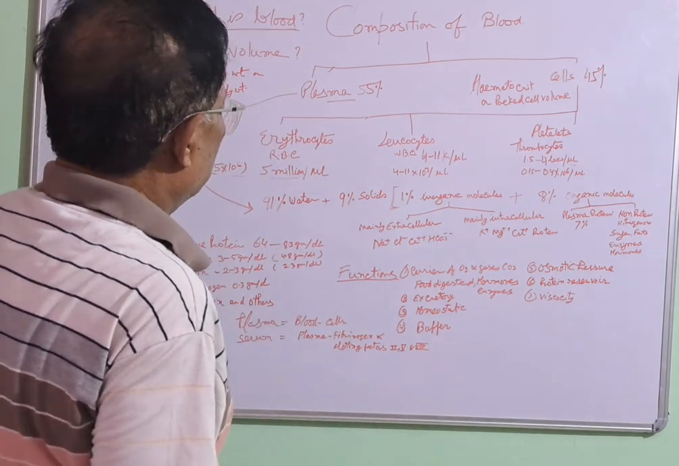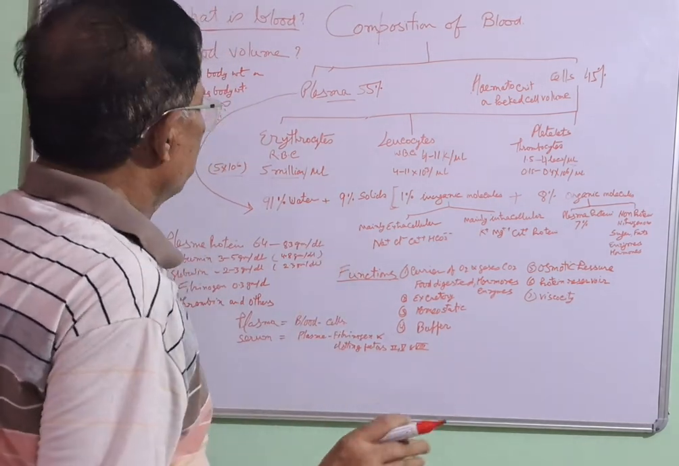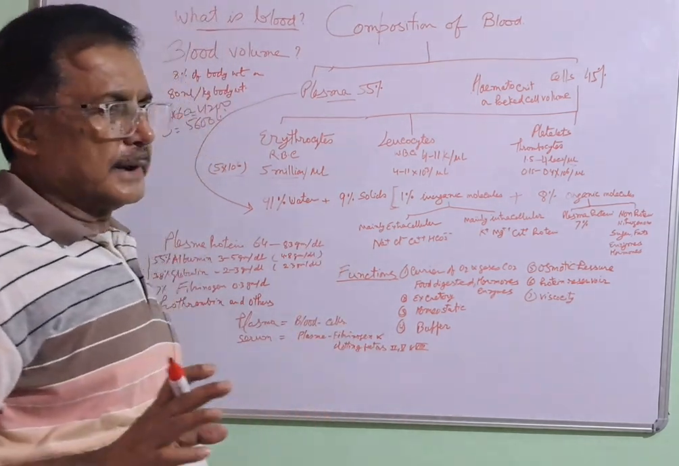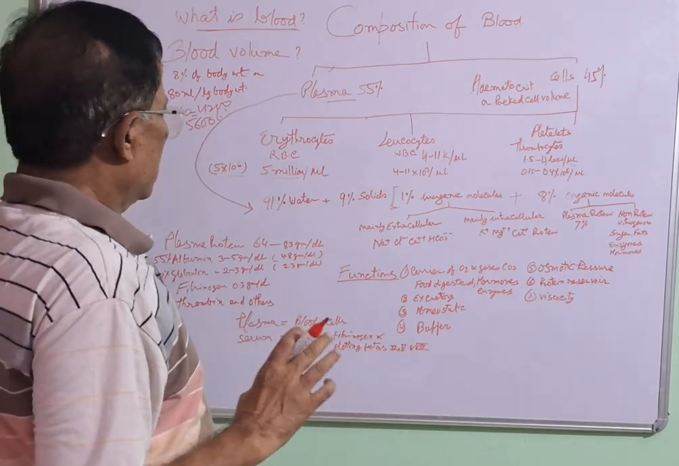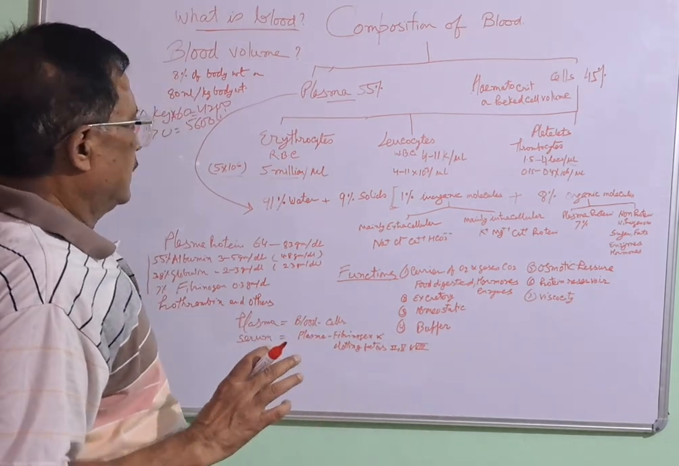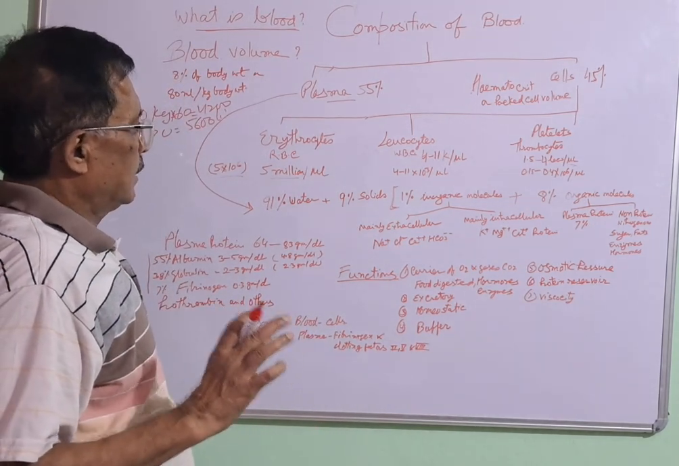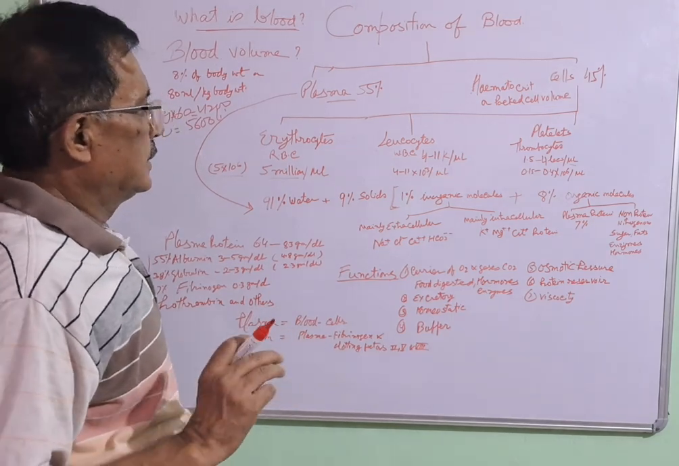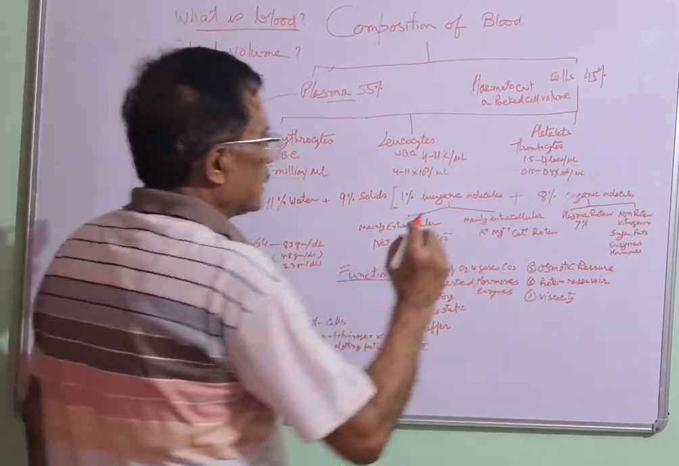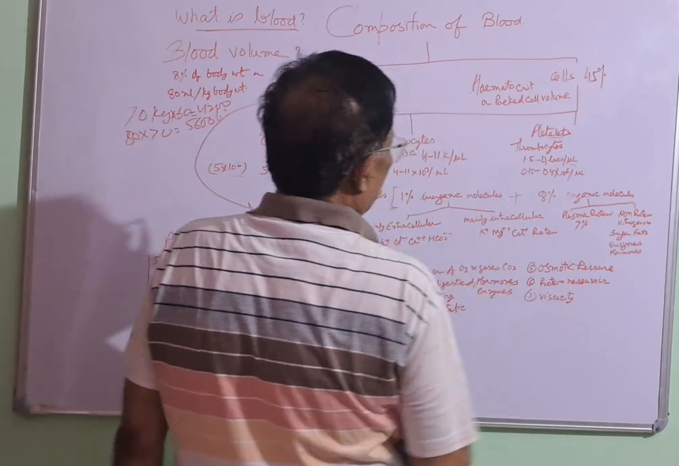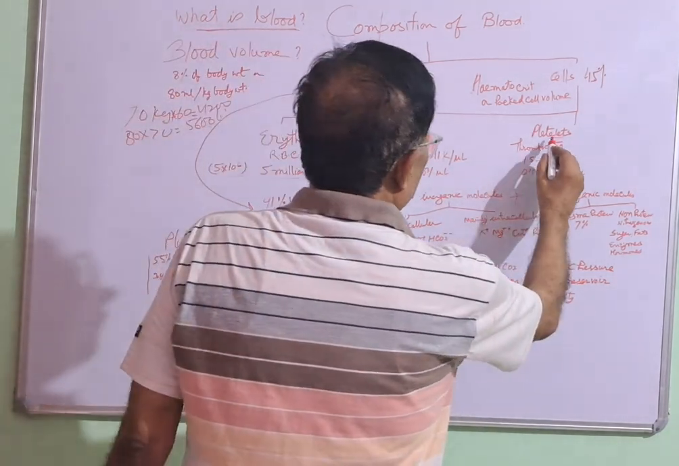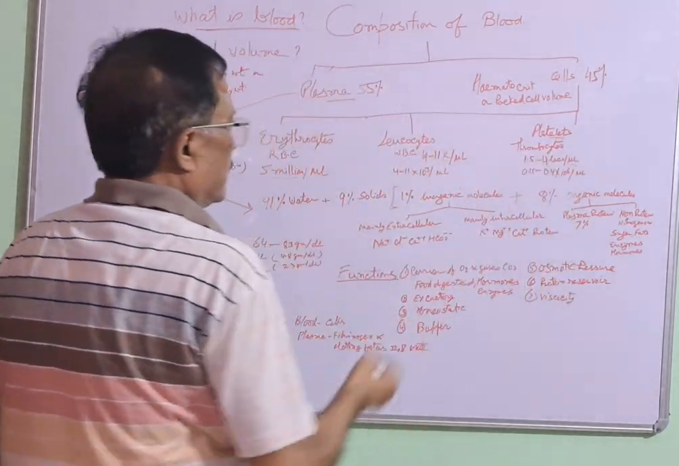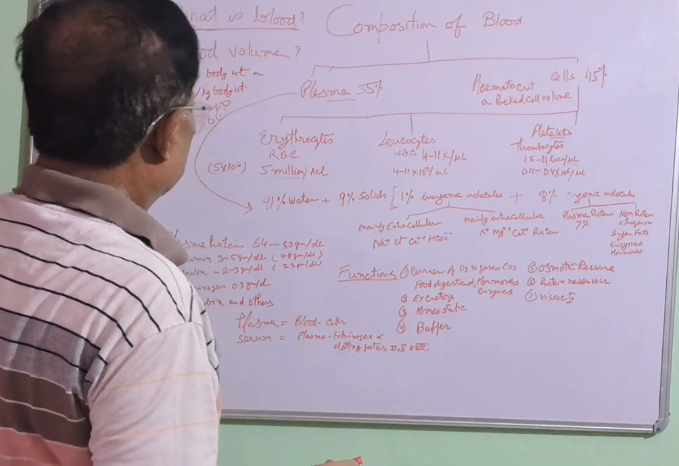That is, blood cells are of three types: erythrocytes, leukocytes, and thrombocytes. Erythrocytes are also known as RBC, leukocytes are known as WBC, and third is platelet. Thrombocytes are known as platelets. Usually this is the normal in use.